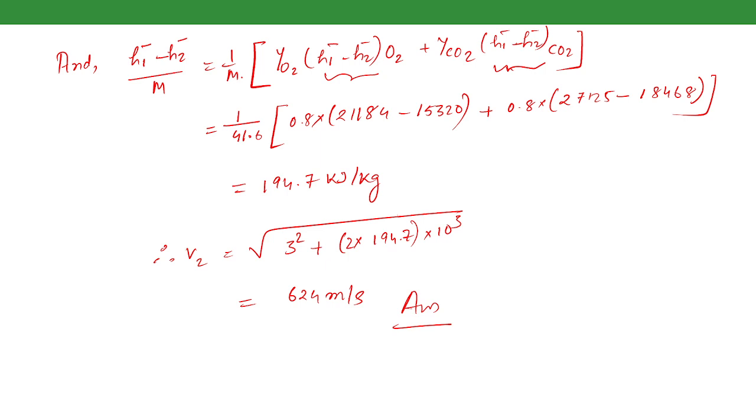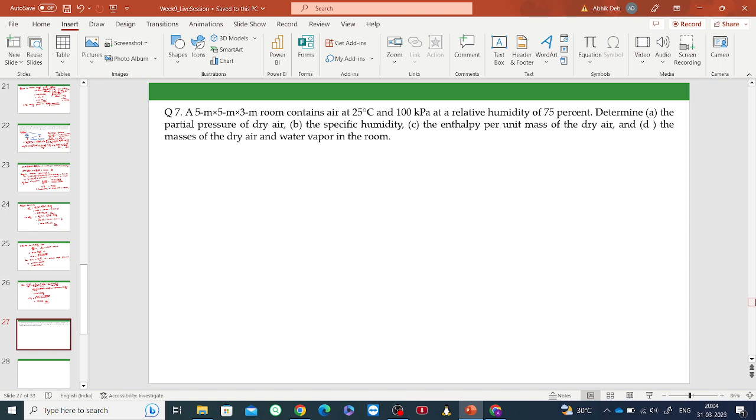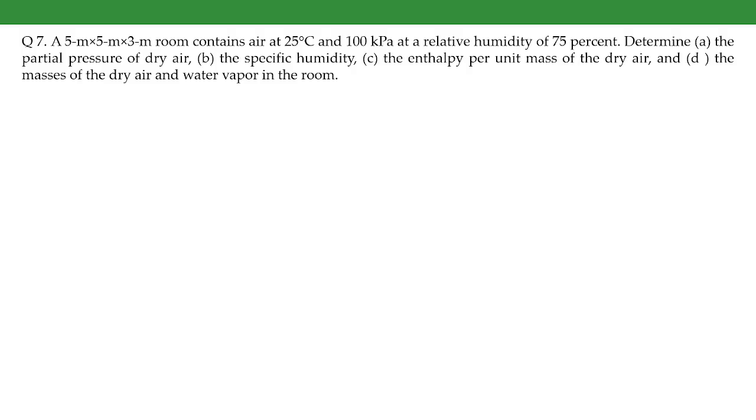I hope this is clear to everybody. If it is clear, then I will move on to small problems related to psychrometry, that is a mixture of air and water vapor, like gas and vapor mixture problems. Okay, so if there is no doubt, then I will move on to this problem.